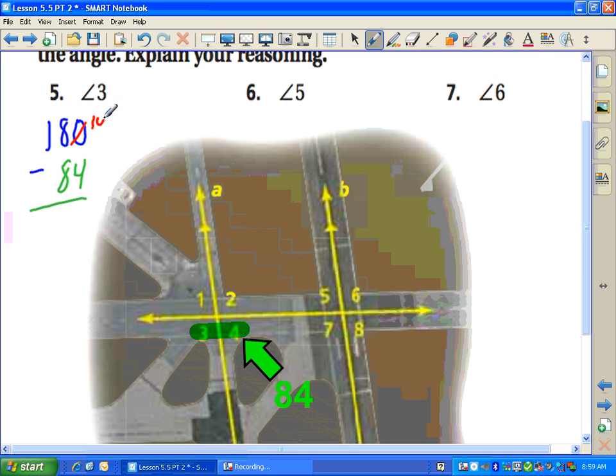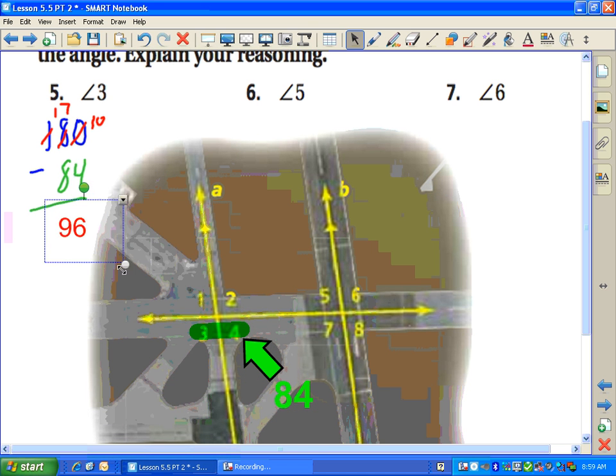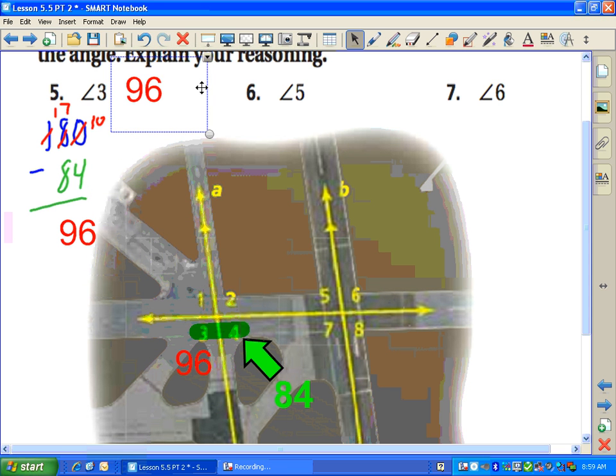That's going to be a 10. That's going to be a 7. That's going to be a 1. 10 minus 4 is 6. 17 minus 8 is 9. So I'm thinking that angle 3 has to be 96 degrees. Why? When you add these together, they have to give you 180 because they're supplementary to each other. So we'll say angle 3 is equal to 96 degrees.